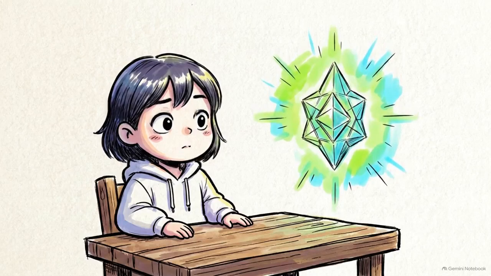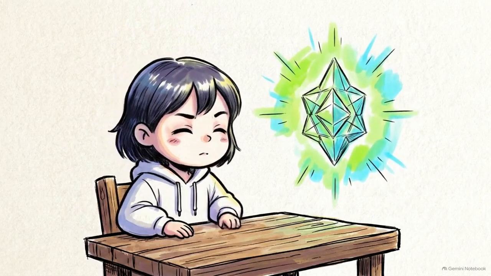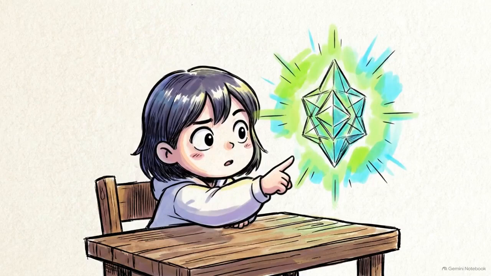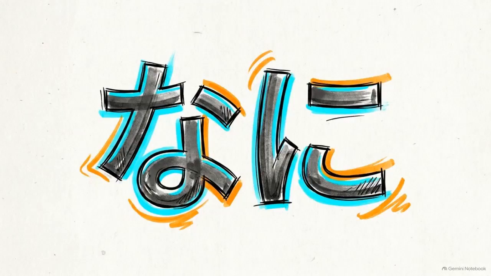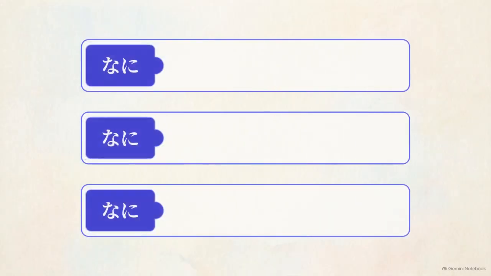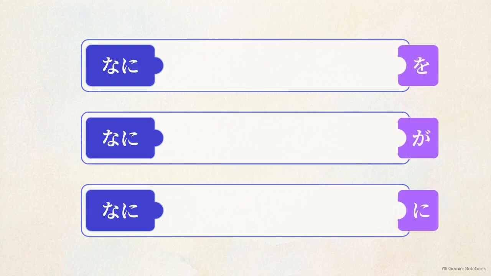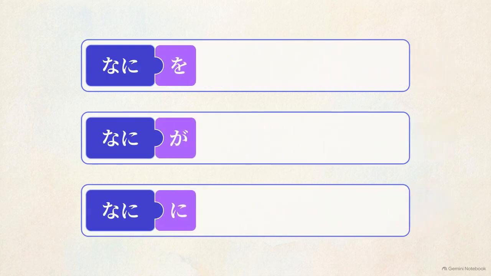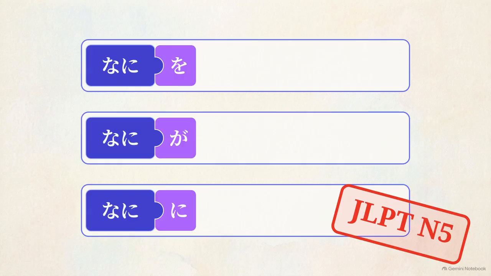You are staring at a strange, glowing object on your table. Your first instinct is to ask, "What is that?" In Japanese, the answer starts with one word, "Nani." Over the next 5 minutes, we are going to build 3 perfect question sentences and map out exactly which grammar particles you need to pair with this word to pass the JLPT N5.